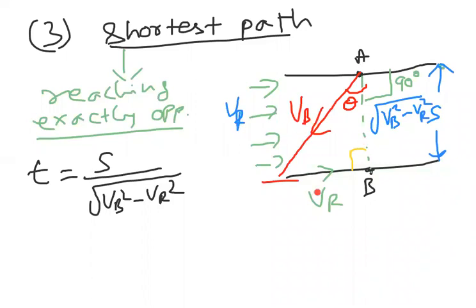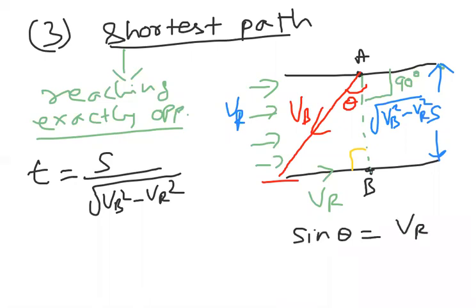This is VR. What is the formula connected with VB and VR? Observe this triangle carefully. In this triangle, this angle is theta, so opposite to theta I have VR, hypotenuse I have VB. What is sine theta? Sine theta means opposite by hypotenuse. So sine theta is nothing but VR by VB.